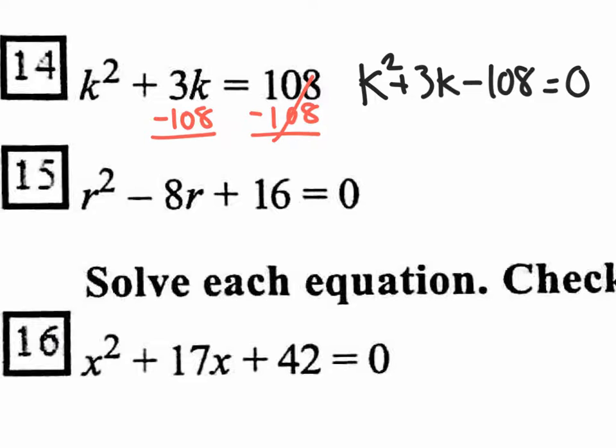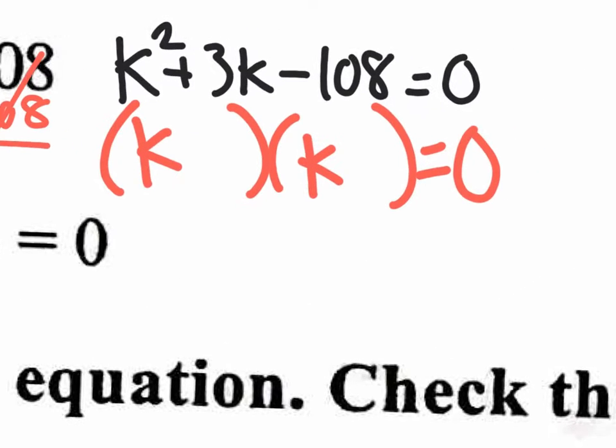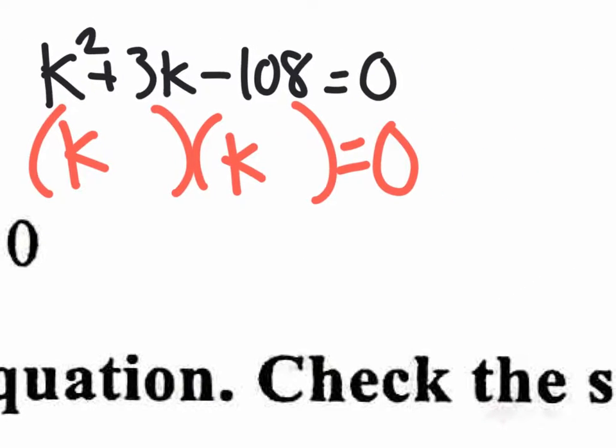So because the a value is 1, it's ready to rock. All you got to do is think of the answer format for the factored form and put your k right here and your k right there. Now you just need to think what times what is negative 108, that if I add together is 3. Now you might want to make a list. Let me make a list over here of the multiples of negative 108.